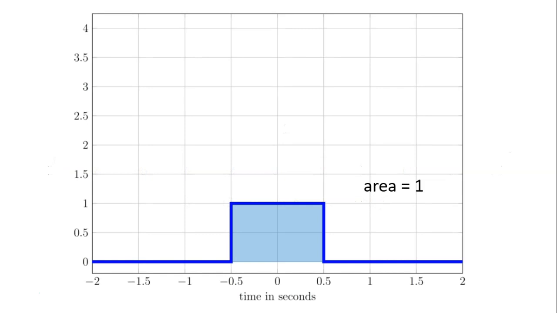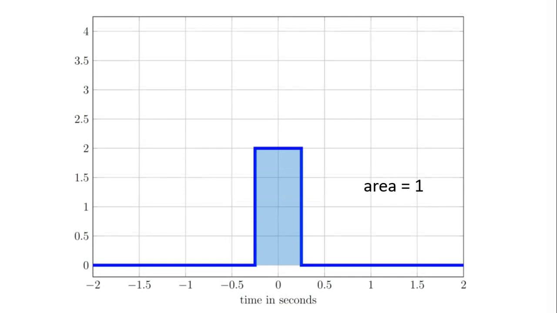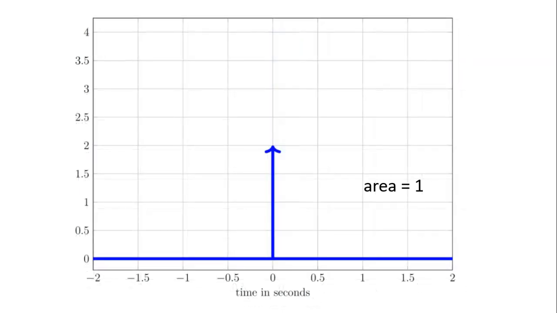Here is a rectangular pulse, which according to its definition has width 1 and height 1, and hence area 1. Let's cut its width in half and double its height, so that the area stays equal to 1. Again, cut width in half and double the height. When this operation is repeated an infinite number of times, we obtain a pulse whose width is 0 and height is infinity and whose area is equal to 1. We obtain the direct impulse function delta of t.